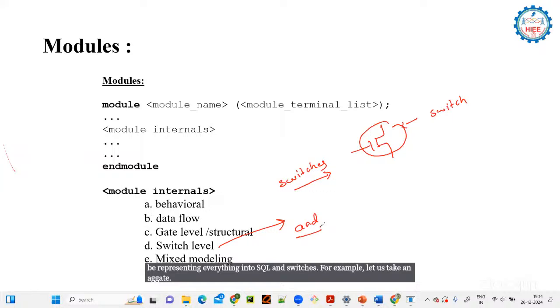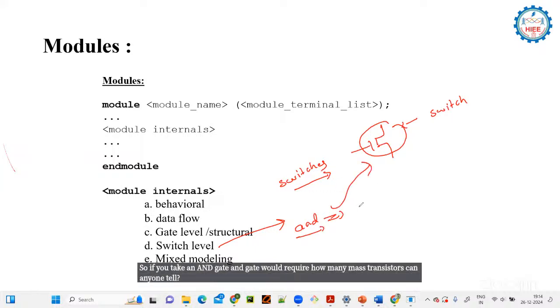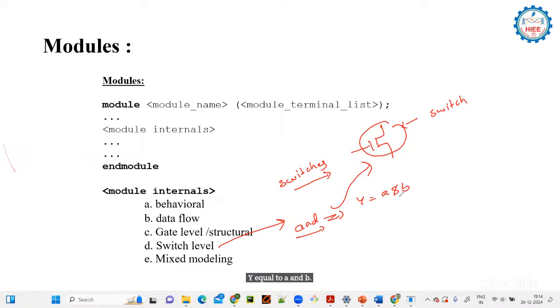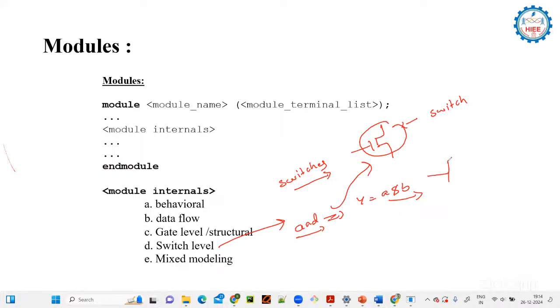An AND gate would require how many MOS transistors? Can anyone tell? Y equals A and B. Can anyone tell how many MOS transistors the AND gate requires? Yes? Can I see that through comments?